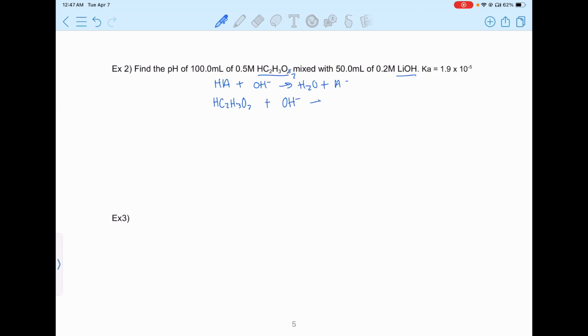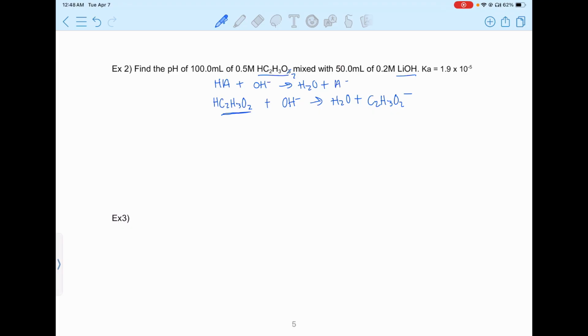Plus OH negative yields water plus our conjugate base. Now what's that going to look like? That's this portion where we remove an H from the weak acid. That will be C2H3O2, and we're going to give it a negative sign. Okay, so we're going to follow the same steps as we did last time.